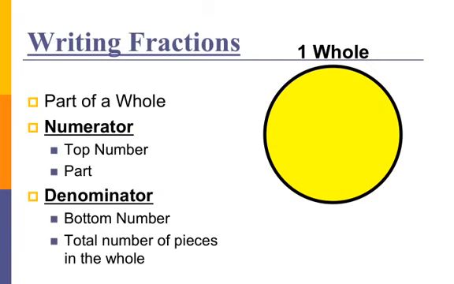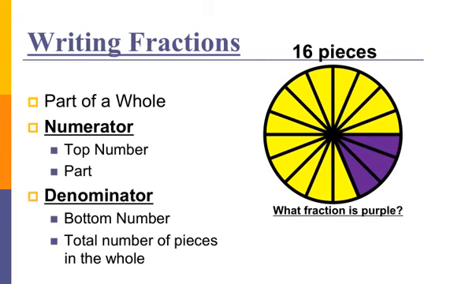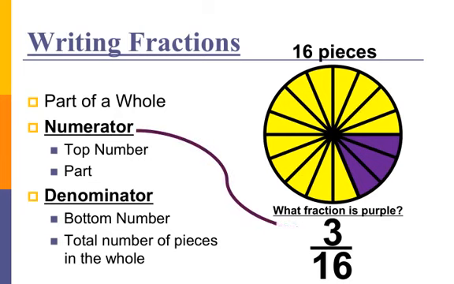Here's another example. I've got one whole. I'm going to break that up, this time into 16 pieces. And I'll shade a certain number. Well, my first question is, what fraction is purple? Well, I've got 16 total pieces, 3 of which are purple, so that fraction is 3/16. 3 is my numerator because that tells me the part which is purple, and that's what I'm talking about here. And 16 is my denominator because that tells me how many total pieces are in the whole. So my fraction is 3/16 to represent the amount of the circle that's purple.